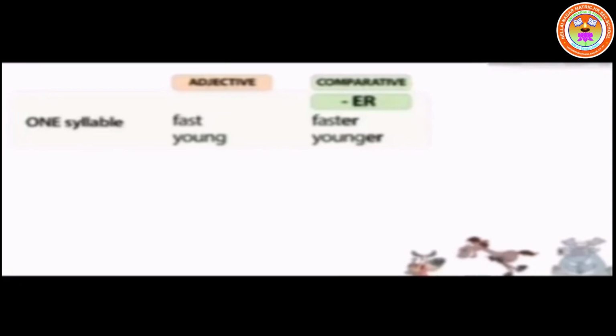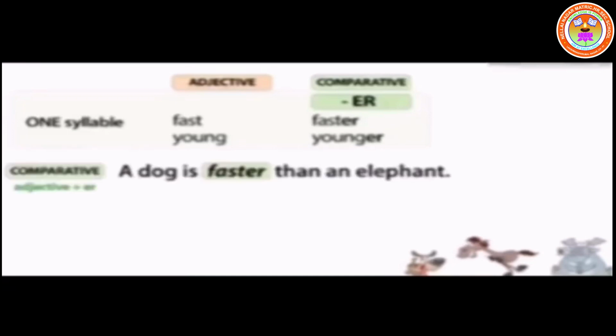Now, we need to learn how to make comparatives and superlatives. When an adjective has one syllable, such as fast or young, we put er at the end of the adjective to make it a comparative. The adjective fast is one syllable, so we just add er to the end of it. Faster. The adjective young is one syllable, we just add er to the end of it. Younger.